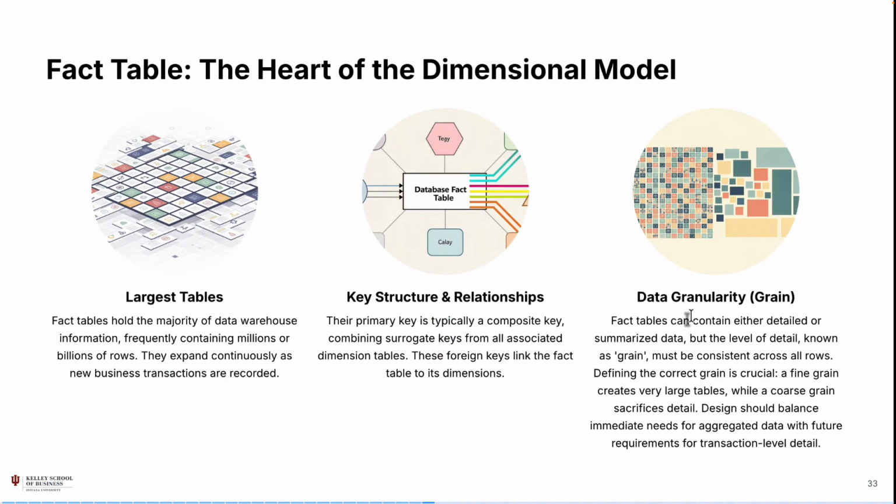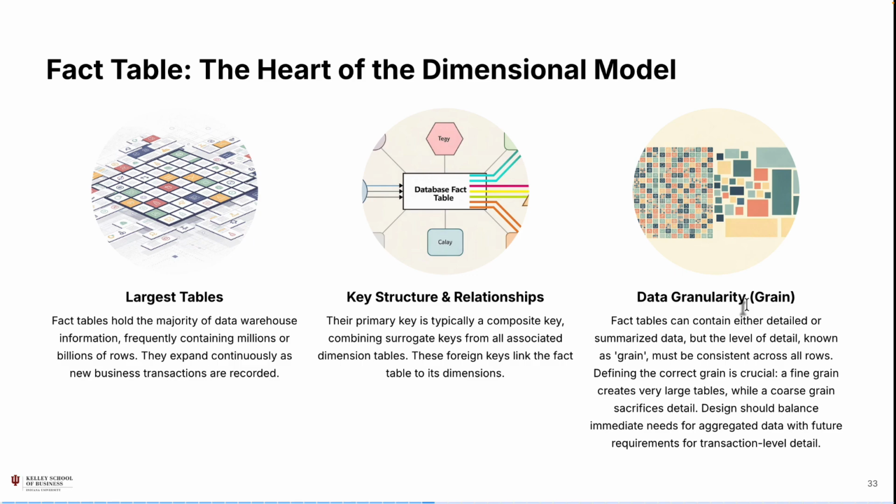Moving to the fact table, this is really the heart of the dimensional model. The fact table is the largest table and continuously growing with new transactions. Its primary key is a composite key, often formed by combining the surrogate keys from all the associated dimension tables. The most crucial concept here is data granularity, or what we call the grain. The grain is the level of detail.